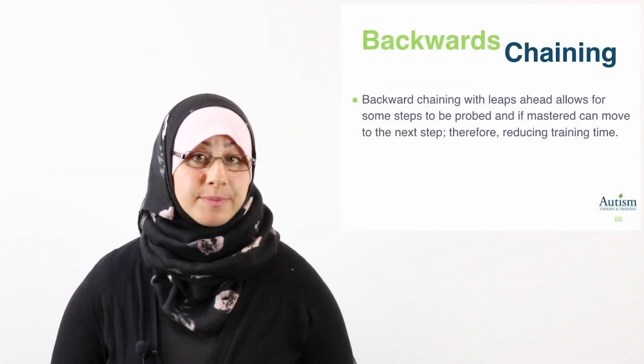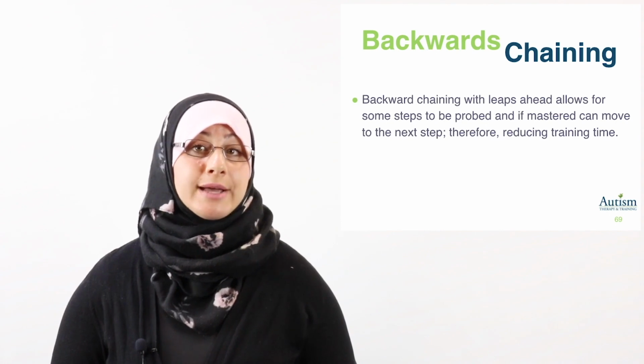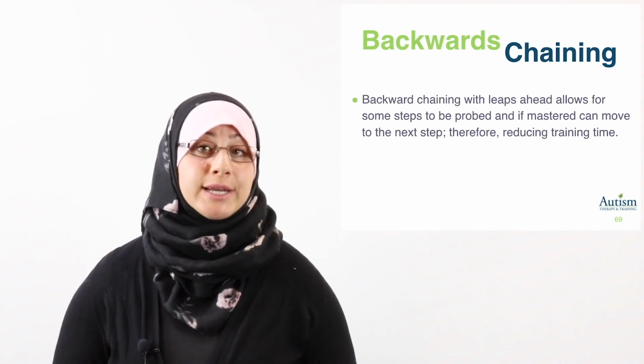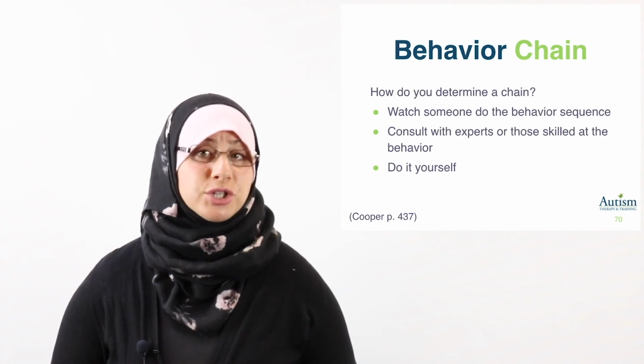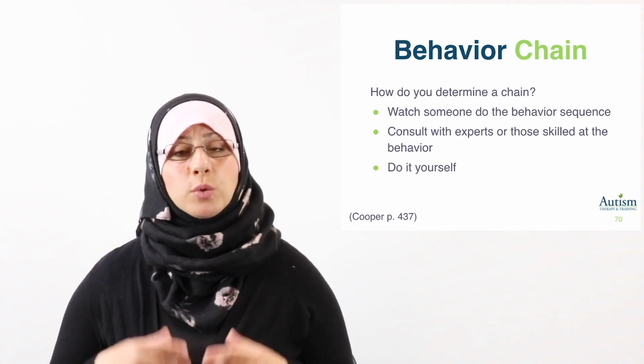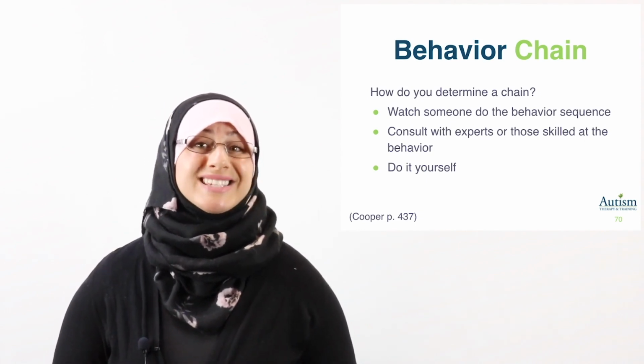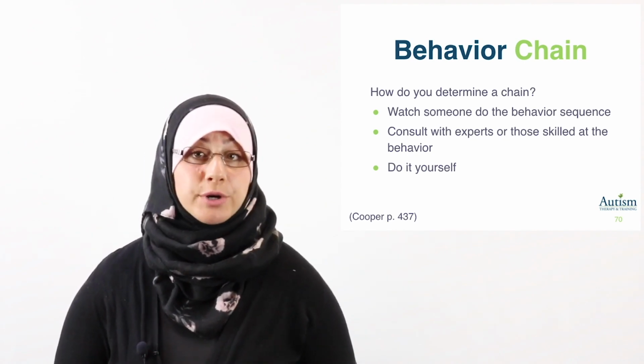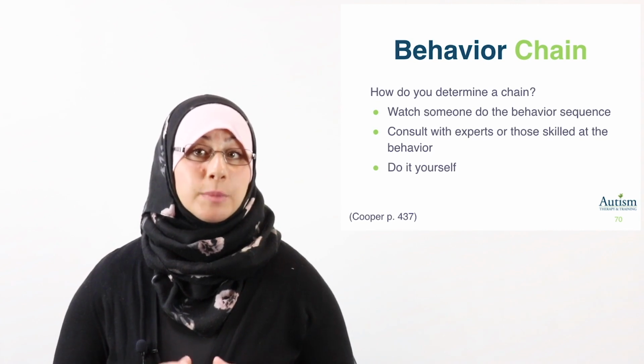Sometimes you can skip steps in a chain. This is known as backward chaining with leaps. This helps by reducing training time. How would the chain be determined? Well, you can watch someone do the behavior sequence and write down the steps. You can also consult with an expert or those skilled in the behavior.